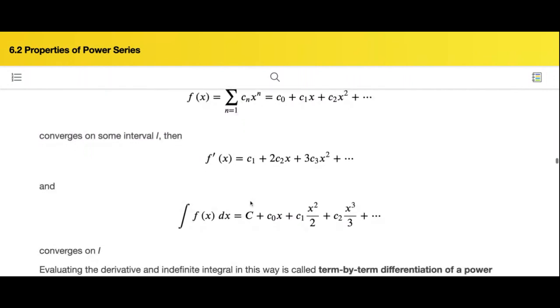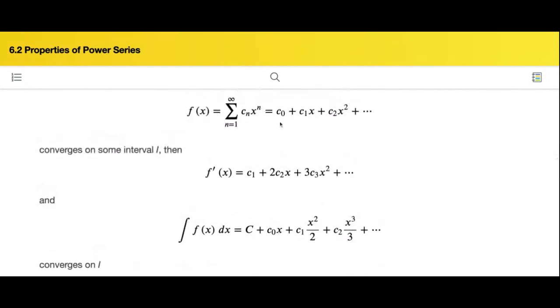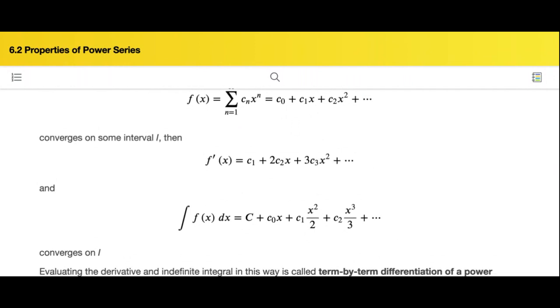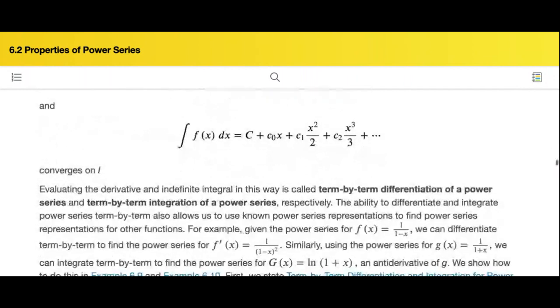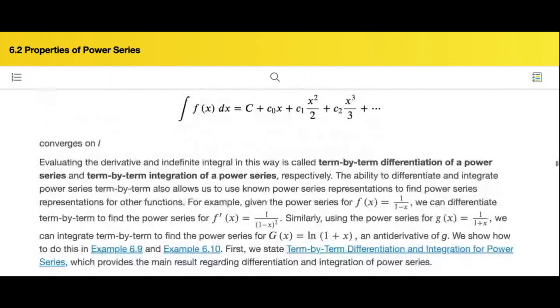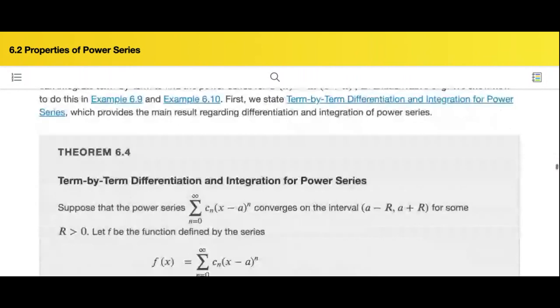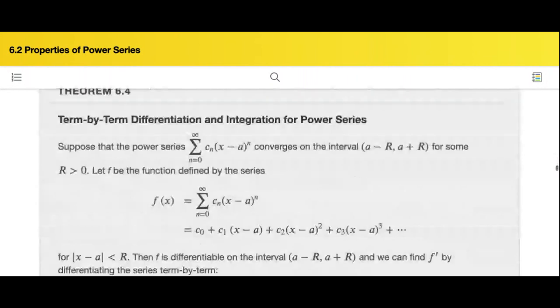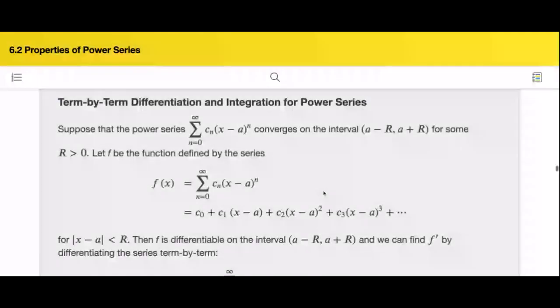And of course, we can integrate also. We integrate, we add a constant term. The c0 integrates to c0x. c1x becomes c1x squared divided by 2. c2x squared becomes c2x cubed divided by 3, so on and so forth, right? Because it's polynomial-like, we can differentiate and integrate term by term by using the power rule for each. So term by term, all right.